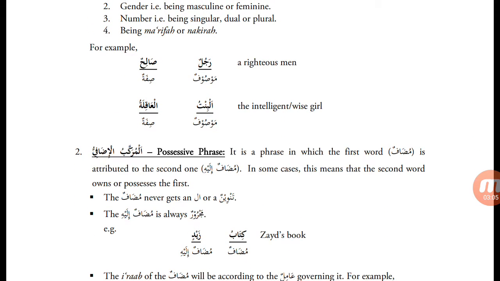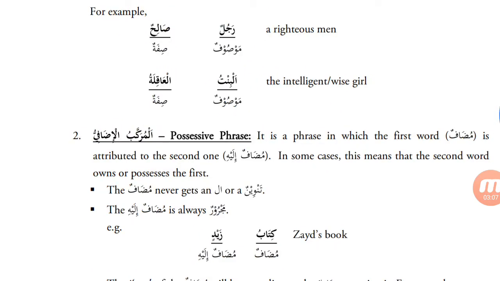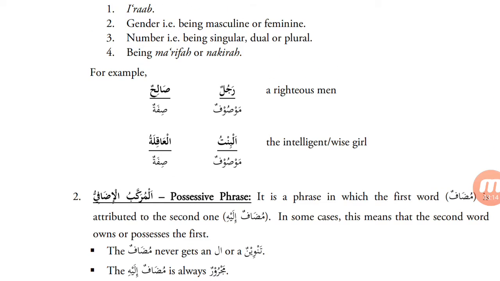Number 2, gender. Let's have a look. Rajulun is mudhakkar, masculine. Salihun is also masculine. So they match in gender. Number 3, they will match in number. So here rajulun is mufrad, singular. Salihun is also singular. Being ma'rifa or nakira, rajulun here is nakira. It's ending with a tanween. So is salihun. Salihun is also nakira.